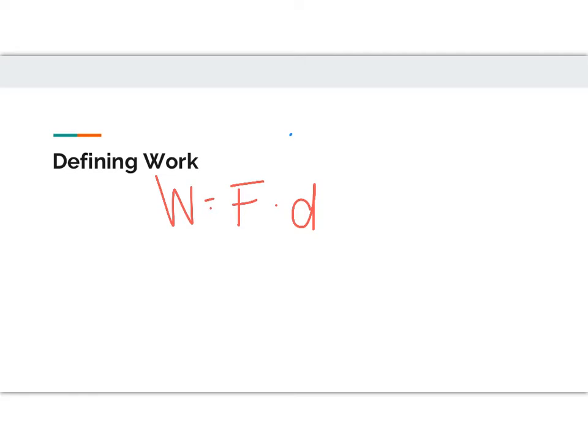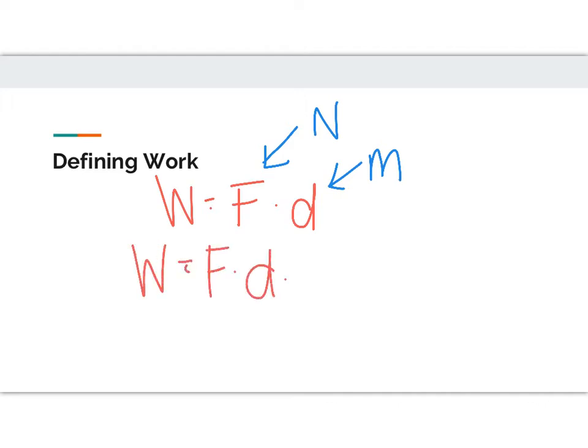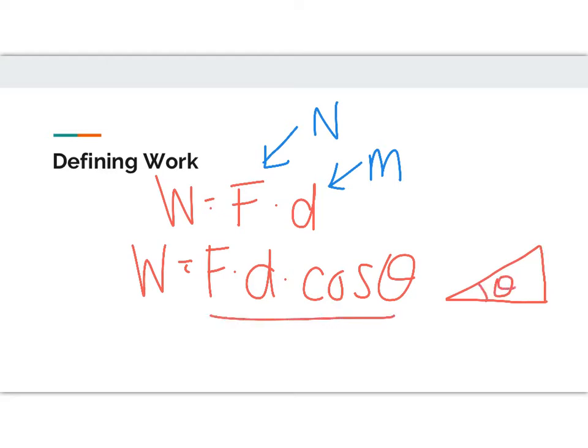So we're talking about work in physics. Work equals force times distance. Force is in newtons and distance is in meters. Now this is actually defined as work equals force times distance times cosine theta. So if I have a situation where something is going up an incline or down an incline, I'm going to use this version of the equation.